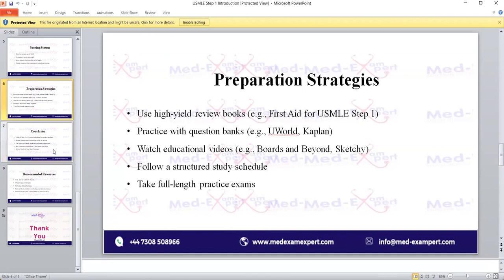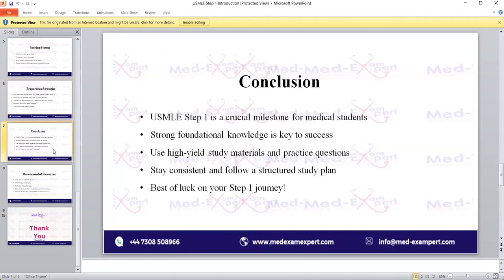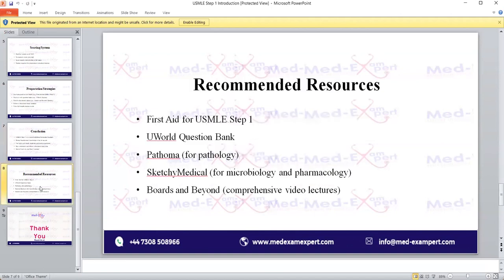So in conclusion, as you know, it's a crucial milestone for students. It just tests your foundational knowledge. If you were good in your first year of med school, second year, third year, then you're good to go, I guess. These are the recommended sources: Pathoma, Sketchy, BRS, UWorld, First Aid. That's about it. So we're done with the intro.